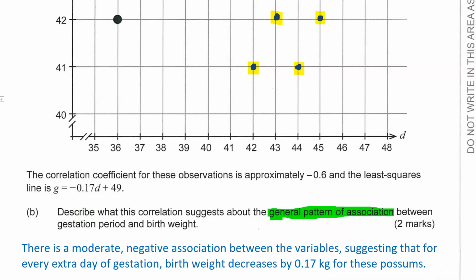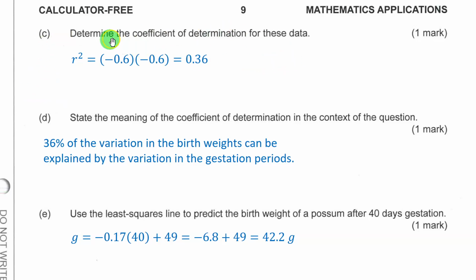And then over the page, so here we go, part C, determine the coefficient of determination. So that's r squared, so we've got to square negative 0.6, and 6 sixes are 36. The negative signs cancel out, and we've got 0.36. Then we've got to state the meaning of this number. So normally we turn it into a percentage when we talk about coefficient of determination. And so in the context of the question, we can say 36% of the variation in the birth weights, that's the variable on the y-axis, can be explained by the variation in the gestation periods, the variable on the x-axis.